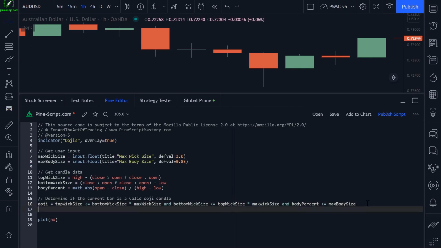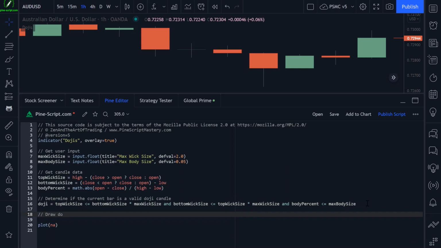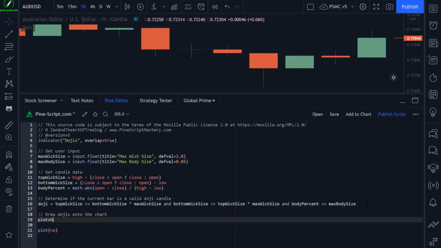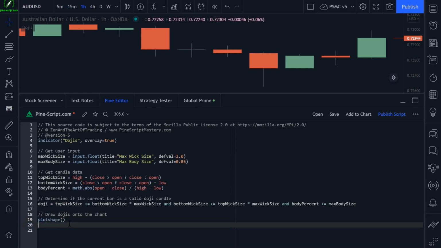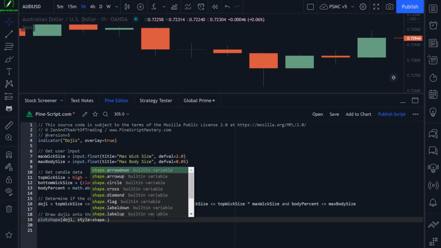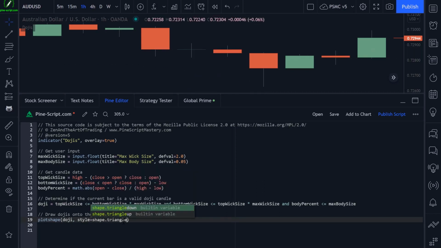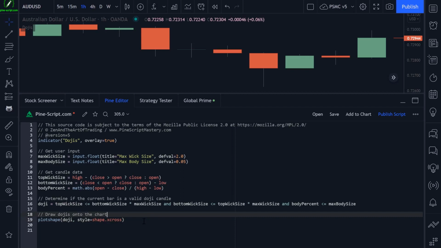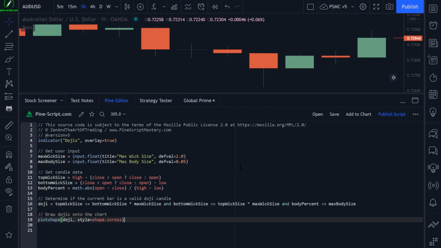And that's it. Now we can draw dojis onto the chart using the plot shape function and get rid of this plain A. I can pass in my doji variable here. I can set the style to shape dot. Well, now we don't know if it's a bullish or bearish doji yet, so let me leave this as shape.xcross for now, and we'll come back to this in a moment and figure out how to handle bullish and bearish dojis. So let's just leave that as it is for now, save our code, and see what happens.